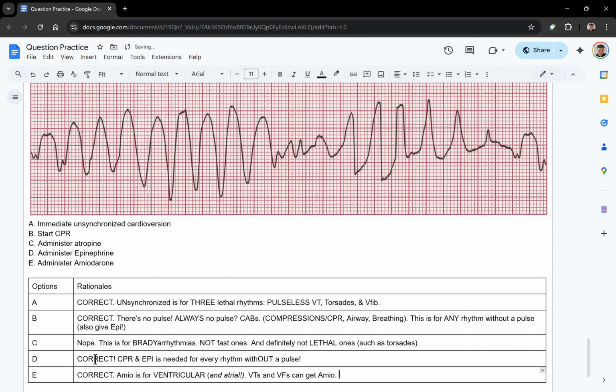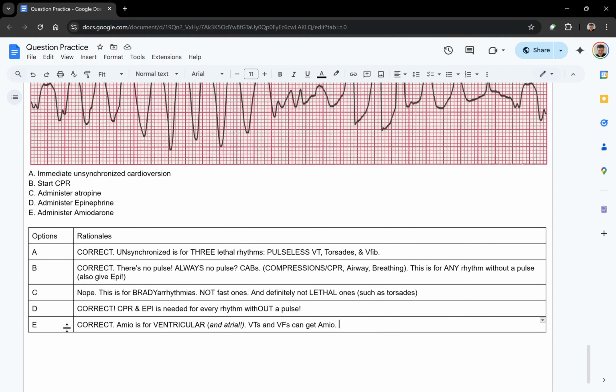Next semester you'll learn about when. You just know that amio is given, and technically it's after the third shock, but your goal right now is to know that it is a treatment for lethal ventricular arrhythmias. Not asystole, not PEA, because those only have two treatments, which are CPR and epi. Technically, you can put a little asterisk on that because the treatment is to fix the H's and T's, fix the underlying cause. But these are the correct options here. All right, does that make sense?